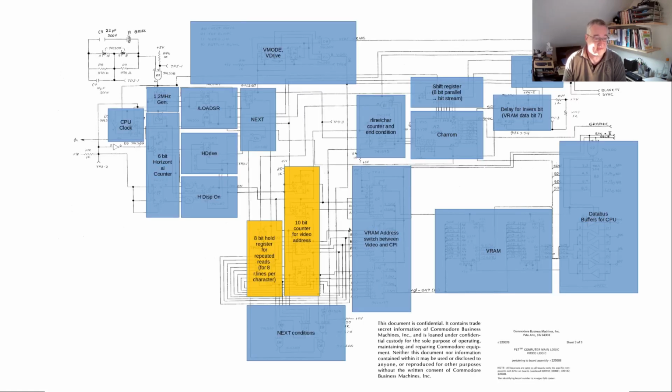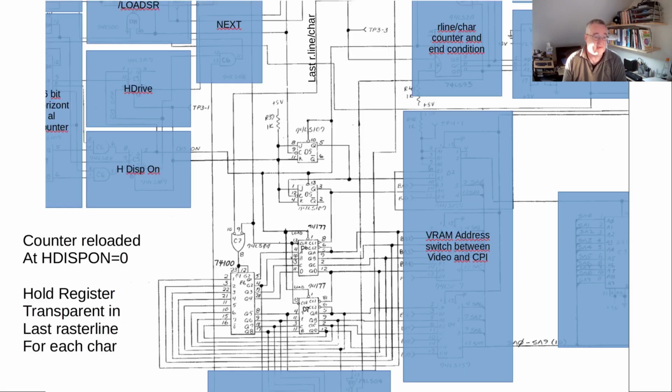So let's look at the address counter. We have the 10-bit counter for the video address. We have the 8-bit hold register for repeated reads, like I described before. So the actual clock here is coming from the load shift register. So every time we have the pulse on the shift register, this is the first bit of the counter.